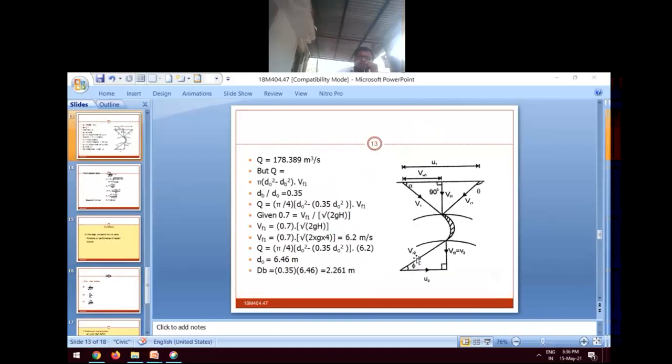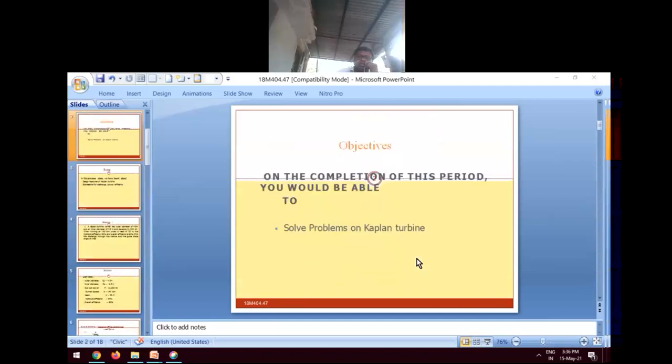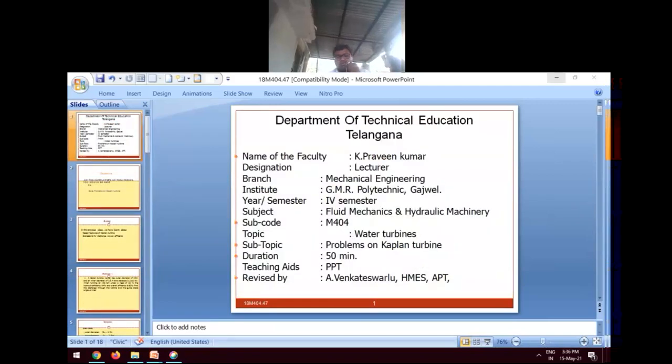In each turbine, I explained two models. The remaining models you have to practice by using the textbook. Okay, I think I will stop for today's class and I will discuss later.